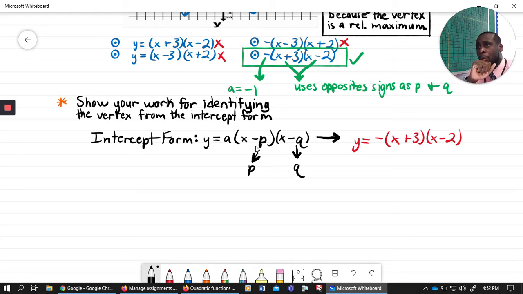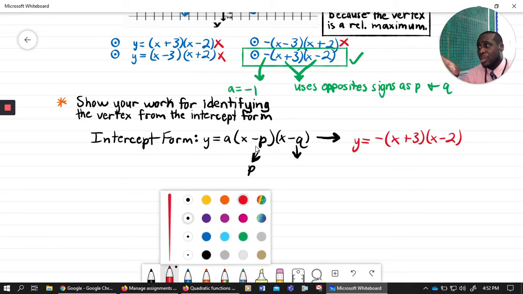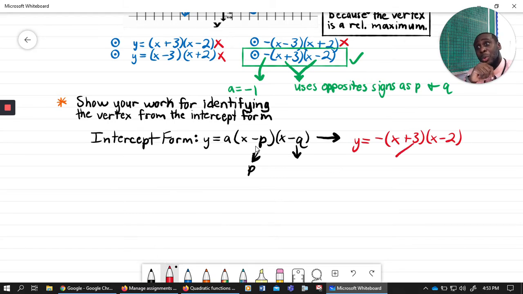We already know that P is -3. But again, I'm showing you how you're going to use the intercept form to identify what the vertex is. So again, I'm showing you everything, all right? Not everything, but what you need to know.